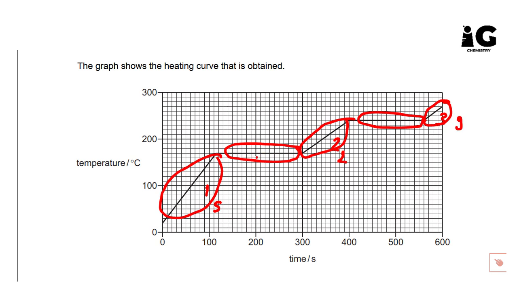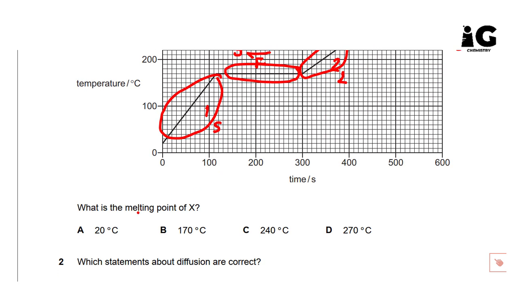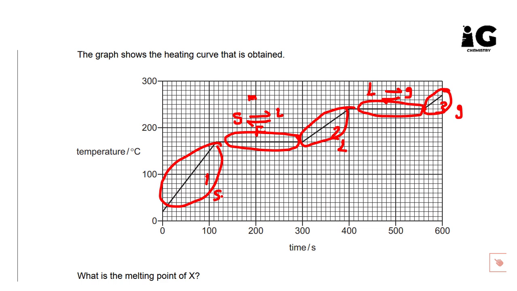But the horizontal lines are actually the change of state. The first horizontal line, the substance started to melt from solid to liquid. This is melting, and from liquid to solid this is freezing. And if we go up, this is another change, from liquid to gas, and this is also from gas to liquid. This is the opposite process, condensation, and that is vaporization. Because the question asked about the melting point, melting point means the change from solid to liquid.